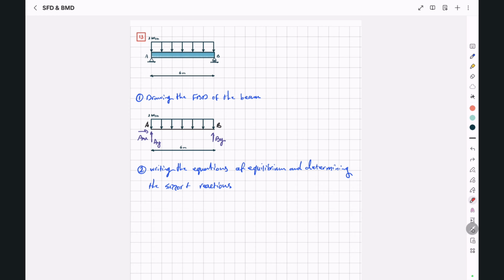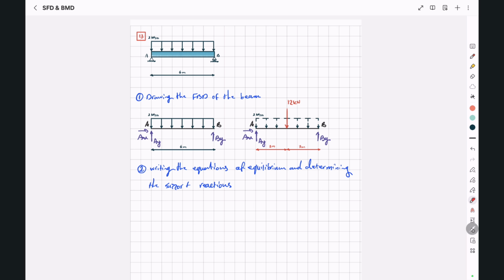Now, before writing the equations of equilibrium, we have to substitute this distributed load with a single resultant concentrated load, which is applied at the centroid of this rectangle, or right in the middle. So, this is how our new free body diagram will look. The magnitude of our single resultant force is equal to the area under our distributed load, or 2 multiplied by 6, or 12 kilonewton, which is applied at the centroid of this rectangle, in the middle, at a distance of 3 meters from each end.